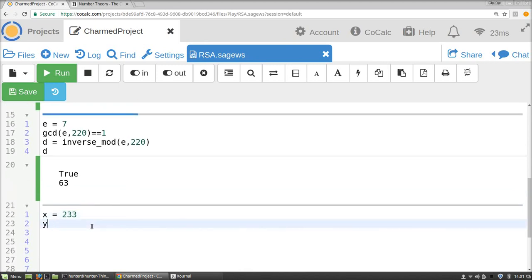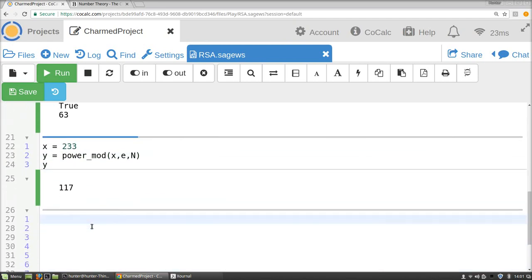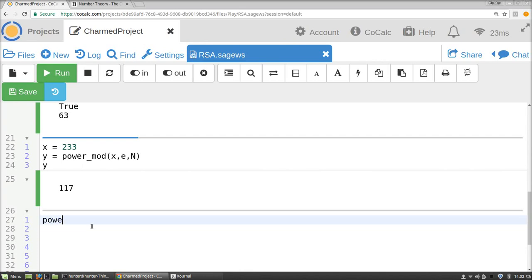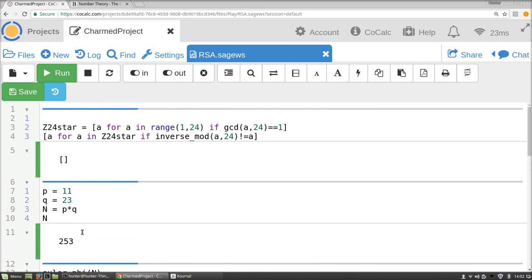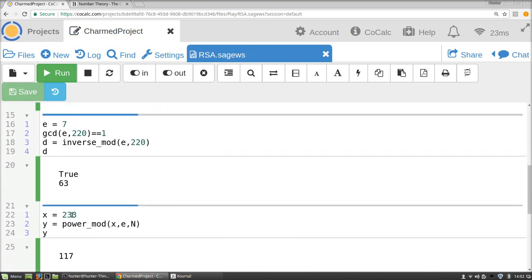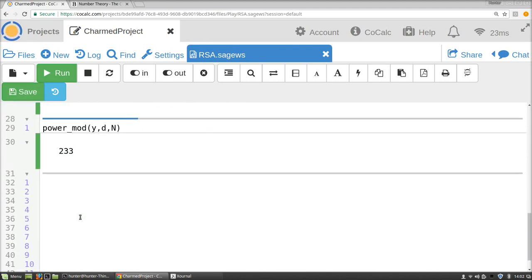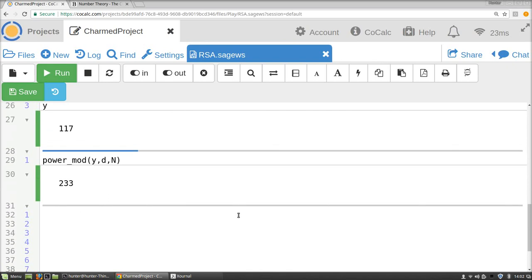Okay. So Y is going to be, can do power mod, right? So it's going to be X to the power E mod N. And let's see what Y turns out to be. Y turns out to be 117. So now it's time to decrypt. So let's do what is Y to the power D mod N. It's 233, which was X. Where did we say that? Right here. Okay. So RSA works. And I think I'll make a separate video which gives the proof of the correctness of RSA.